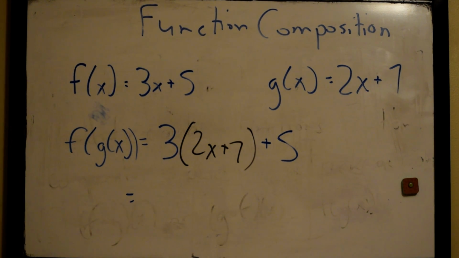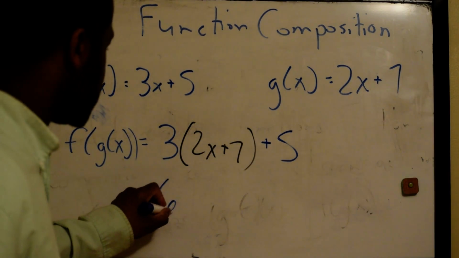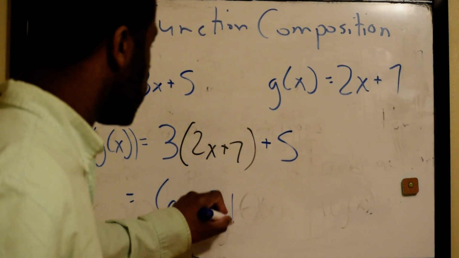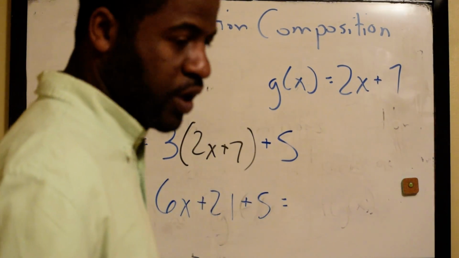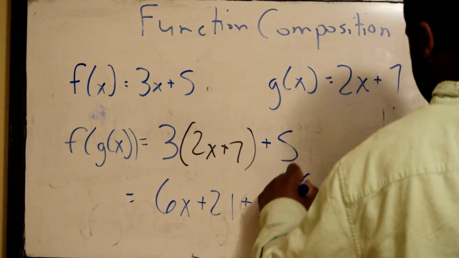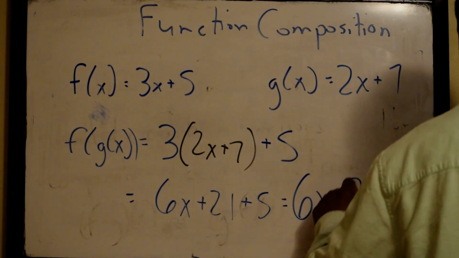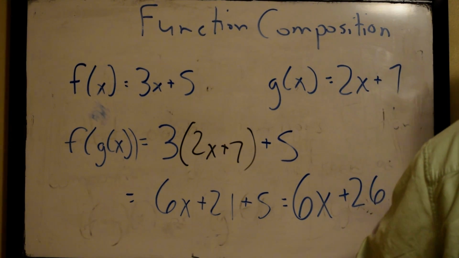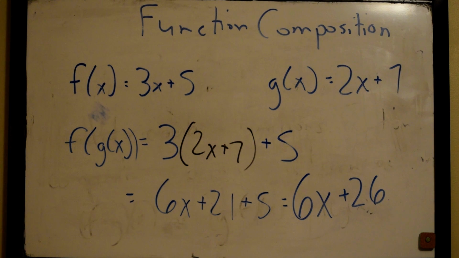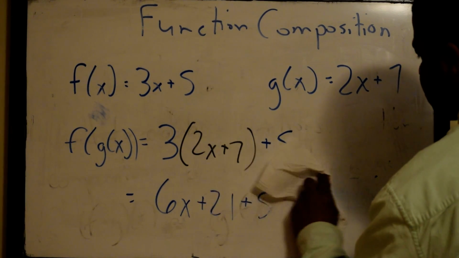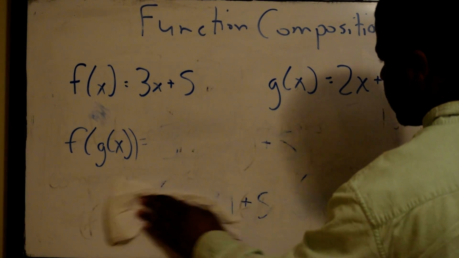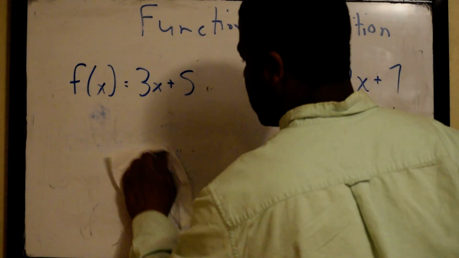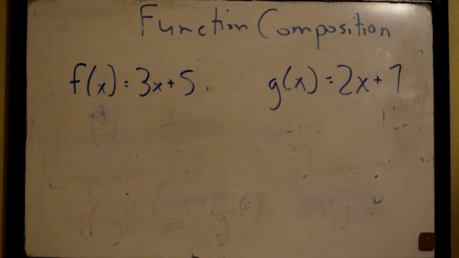Now we distribute: 6x plus 21 plus 5. And when we work with our like terms, that's going to be 6x plus 26. So that's how we work f of g. Now we'll do a few examples.